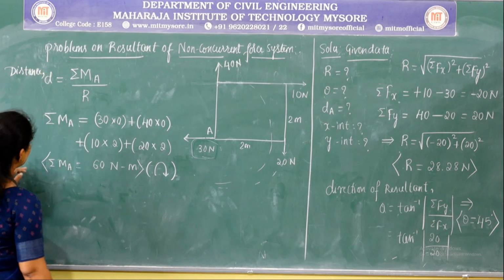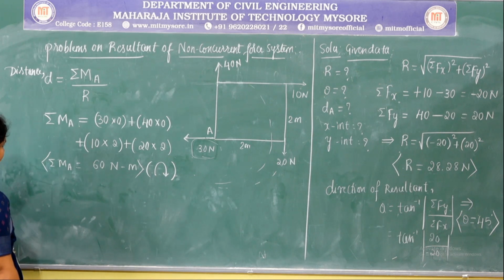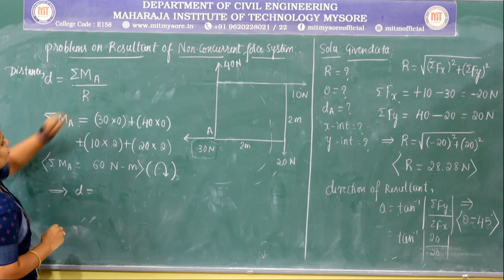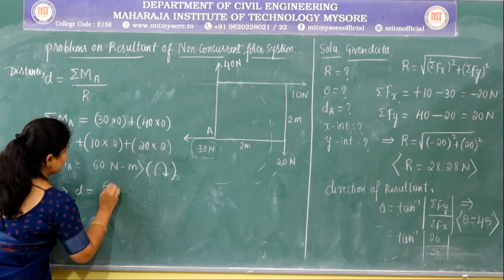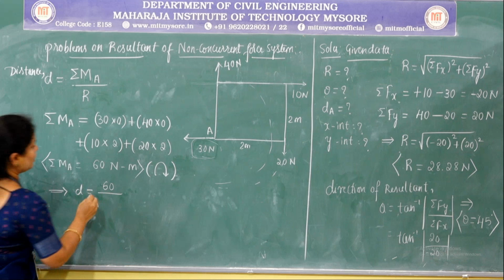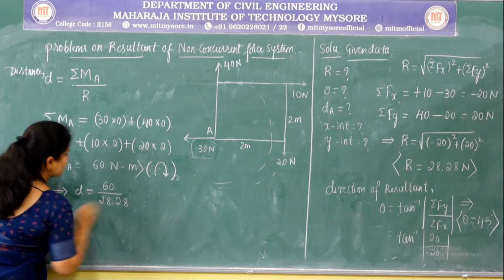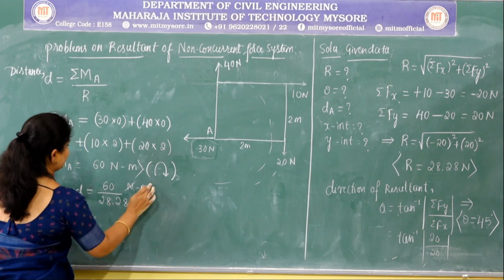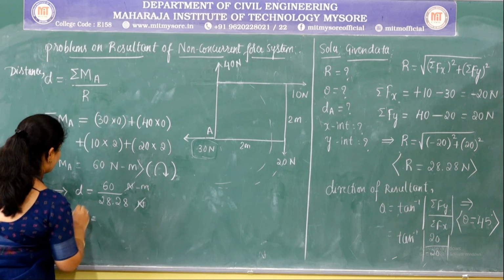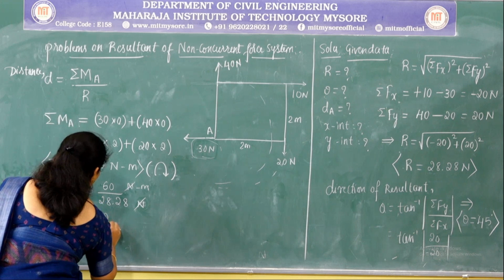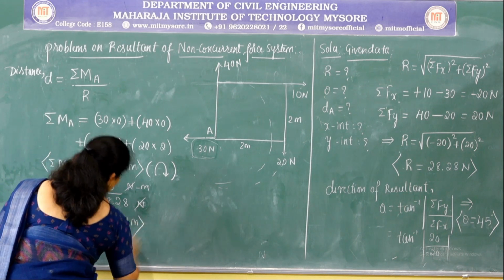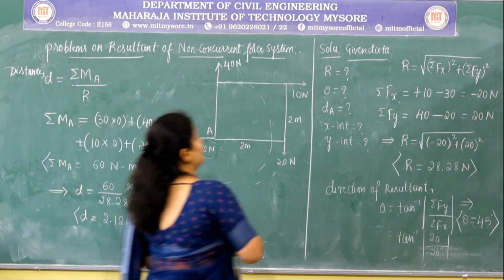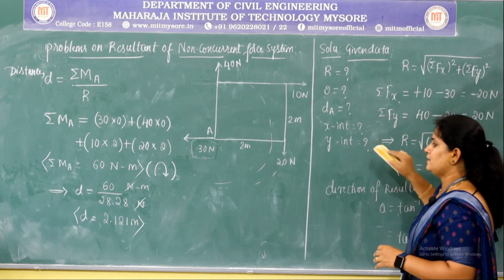So now we shall find out the distance of the resultant with respect to point A. So for that we know that D is equal to summation of moment about point A, which is 60, divided by the value of resultant we got, that is 28.28. So this 60 is in Newton meter, this is in Newton, Newton gets cancelled and the remaining unit is meter. So D will become 2.121 meters.